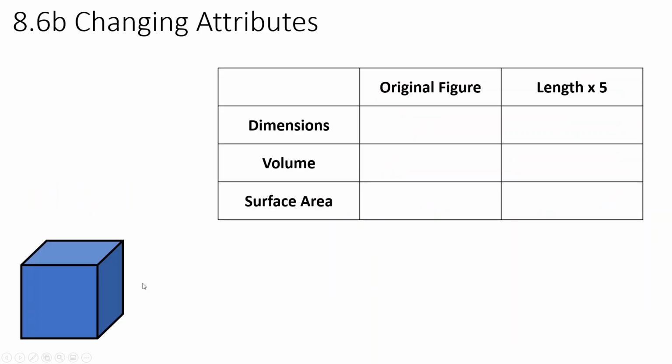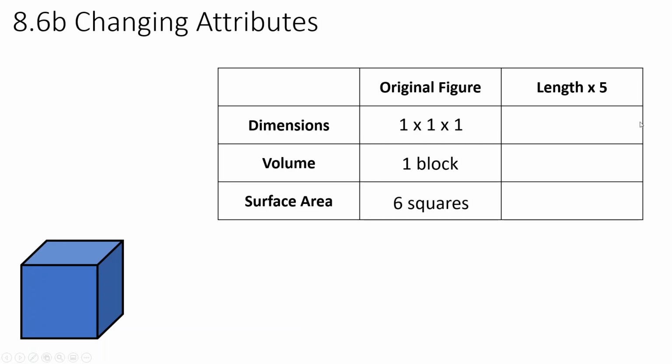Our original figure here, this block, is a 1 by 1 by 1 block. Its volume is 1 block, 1 cube. And then its surface area, well, I see 3 squares. I don't see 3 others, so that's a total of 6 squares.